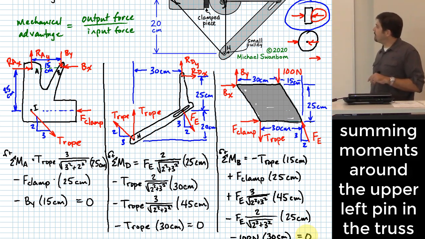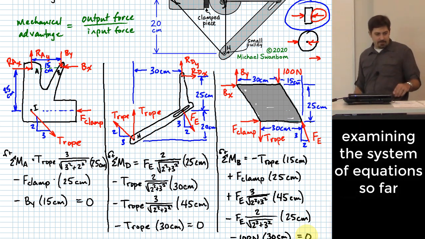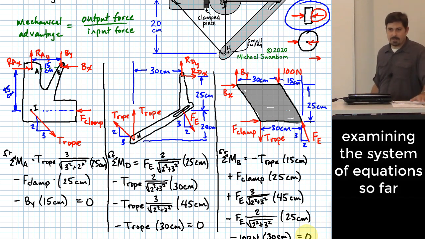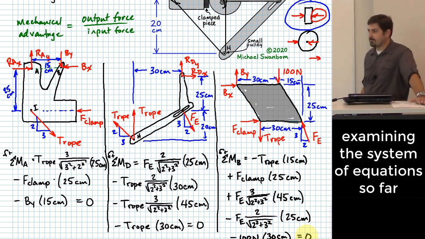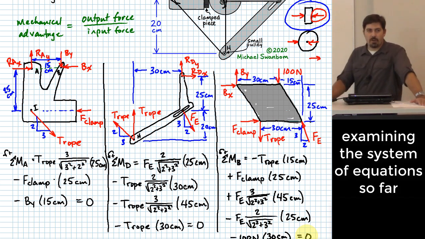And that should take care of everything that creates rotational effects around point B for that body. All right, so it's time to take an inventory again. We have three equations written. How many unknowns are we trying to solve for?